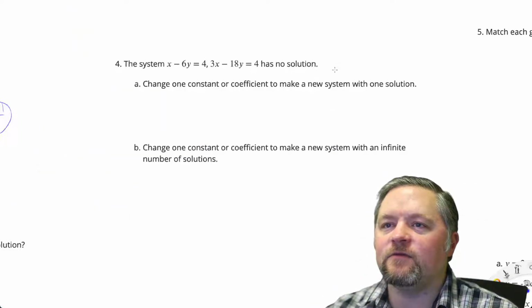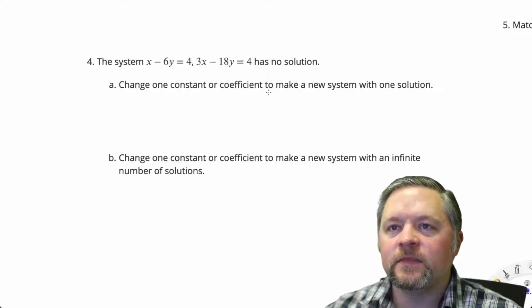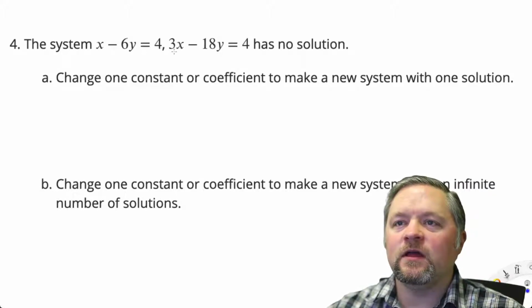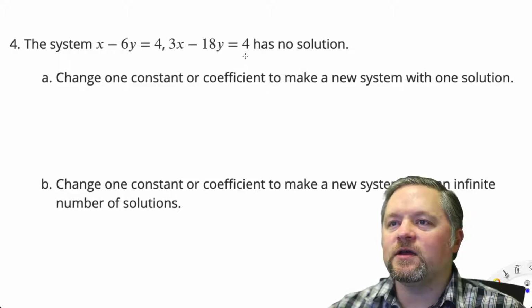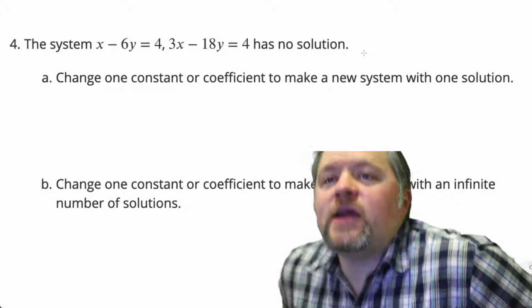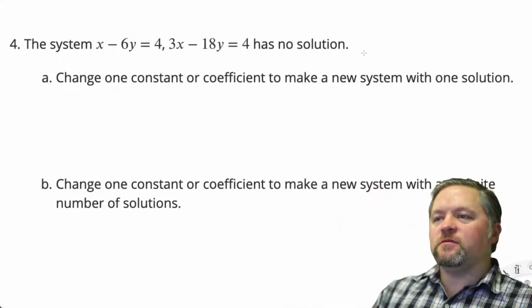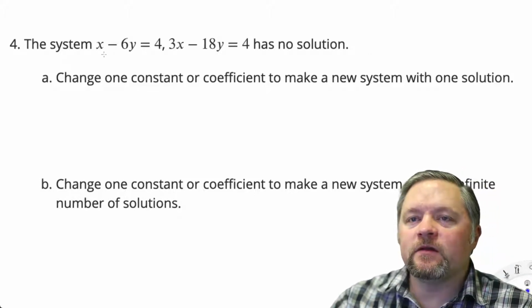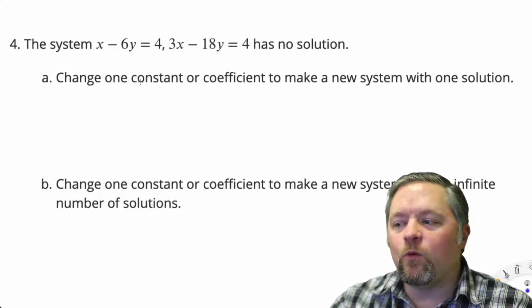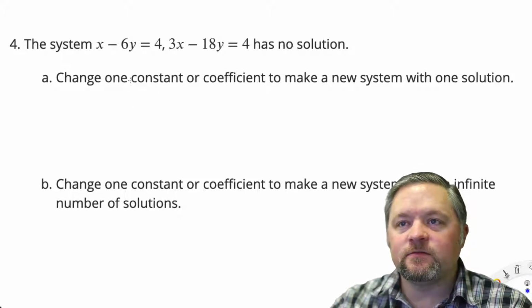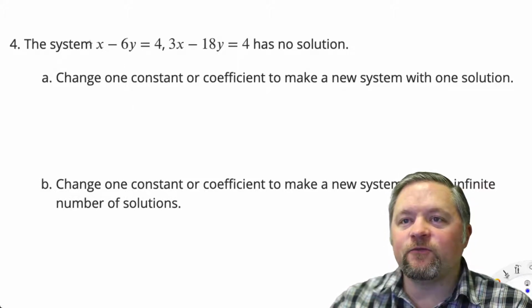Okay, now what have we got? The system, x minus 6y equals 4, and 3x subtract 18y equals 4, has no solution. Change one constant or coefficient to make a new system with one solution. So, if I want there to be one solution, that means I want different slopes. Means I want a different number of x's.